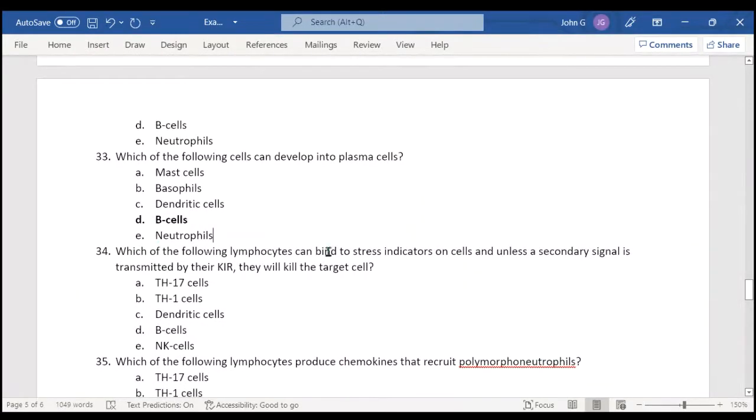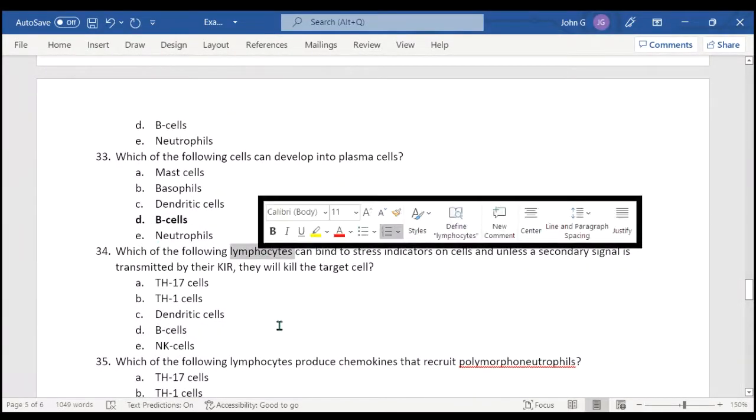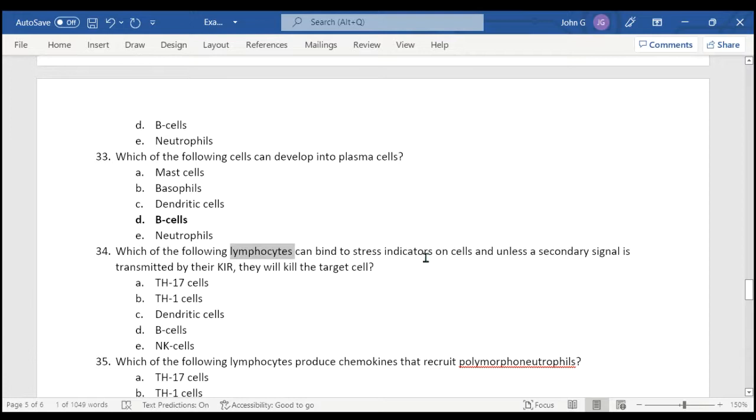Okay, which of the following lymphocytes, so there's a key word right there, lymphocytes, can bind to stress indicators on cells, and unless a secondary signal is transmitted by their KIR, they will kill the target cell. We definitely talked about this a few times. The KIR is the killer cell inhibitory receptor, right? This is going to be your natural killer cell.